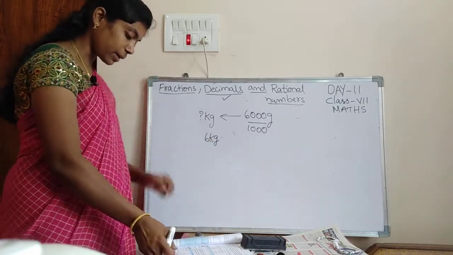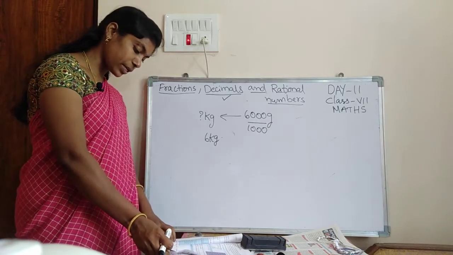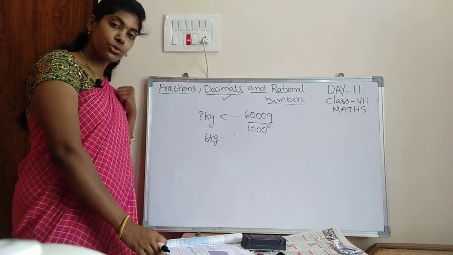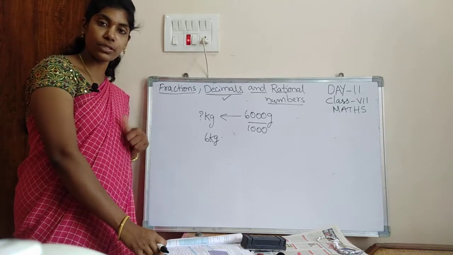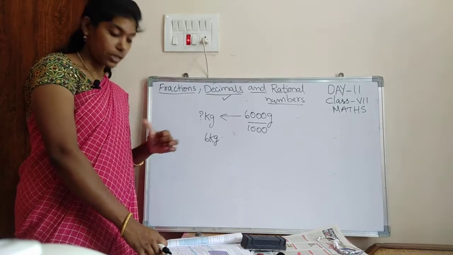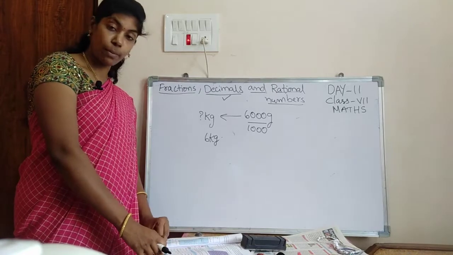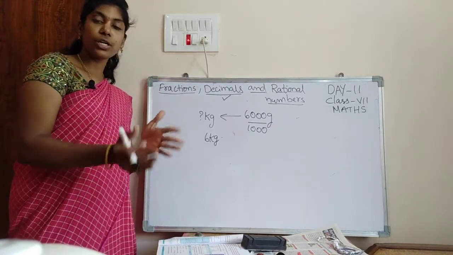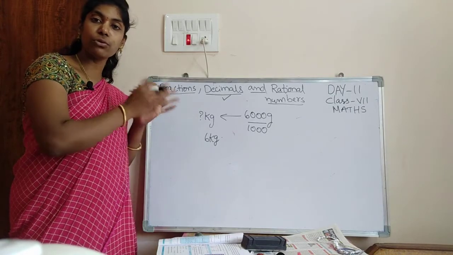In this way you can convert centimeters to meters and kilometers also. For that you should know all the units: 1 kilometer is equal to how many meters, 1 meter is equal to how many centimeters. It all depends on that. Whenever we are converting a smaller unit to a bigger unit, you have to do division.